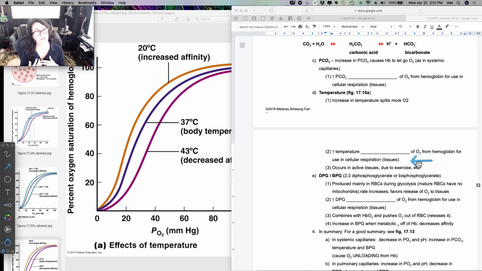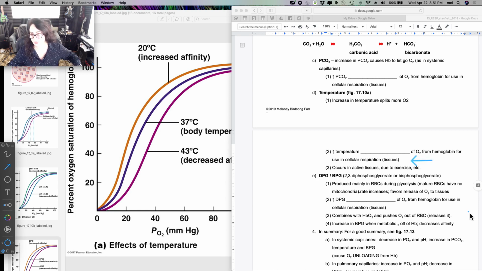It also occurs with exercise. So basically, if a tissue becomes more active, you're more likely to release the oxygen into the tissue for use. As you're exercising, you will release more oxygen. As your body heats up, you will release more oxygen. All of those things are true.